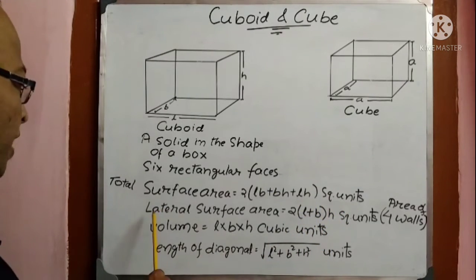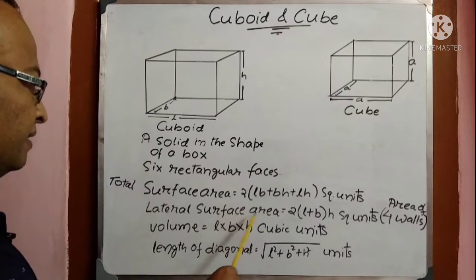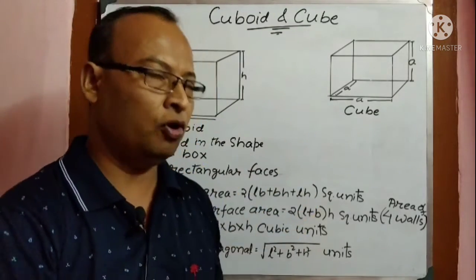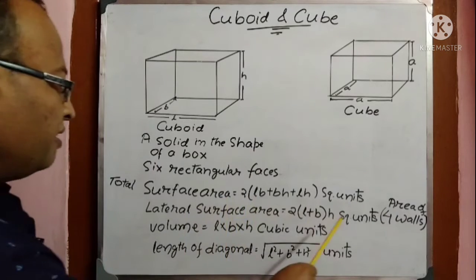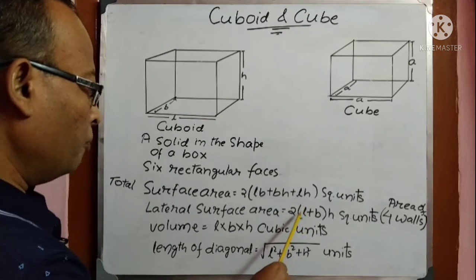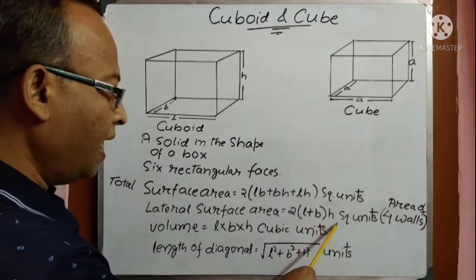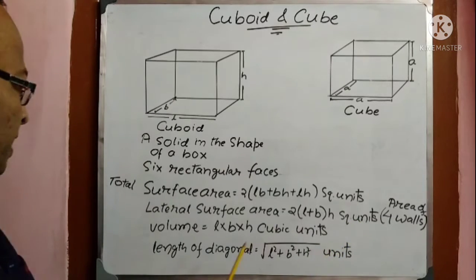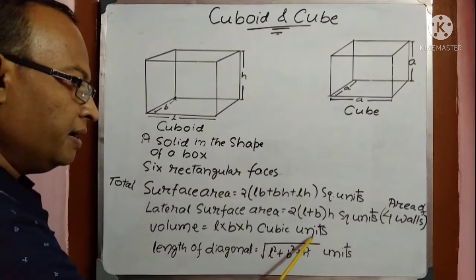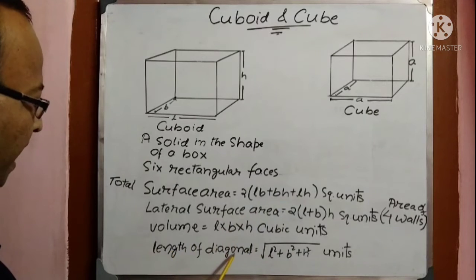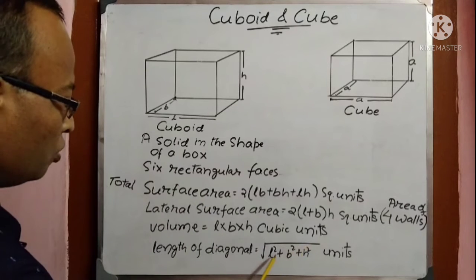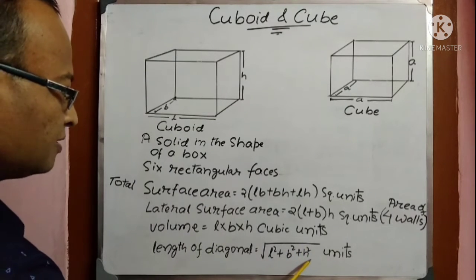Okay, what is lateral surface area? Lateral surface area means you have to find the area of the 4 walls, excluding floor and top. That is why I have written lateral surface area means area of 4 walls. It is given by 2, put a bracket, length plus breadth, into height, in square units. Clear? Volume of a cuboid is length into breadth into height in cubic units, and length of a diagonal is equal to square root of L square plus B square plus H square units.